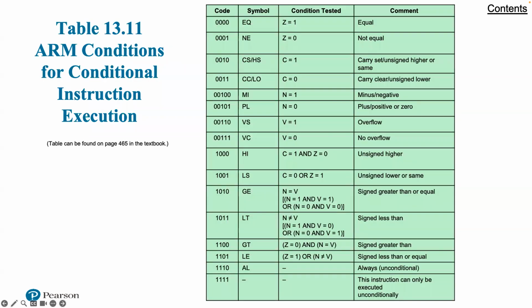The ARM architecture defines four conditional flags that are stored in the program status register: N, Z, C, and V. That is the negative, zero, carry, and overflow, with meanings essentially the same as the S, Z, C, and V flags in the x86 architecture. These four flags constitute a condition code in ARM. Table 13.11, which we're showing here, shows the combinations of the conditions for which conditional execution is defined.